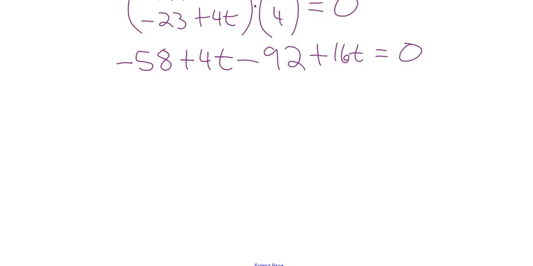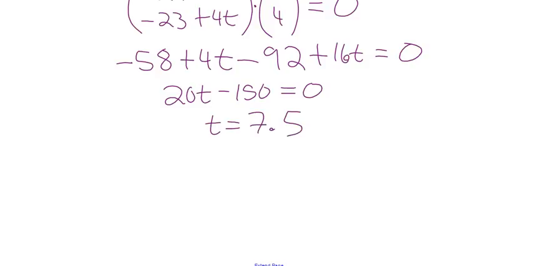Okay, so what's that? Negative 100, negative 150. So we got 20t minus 150 is 0. So t is 7.5. So how long will it take? 7.5 hours. Where will it be?